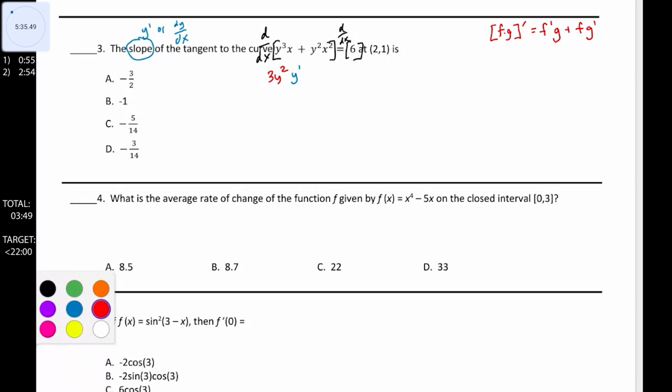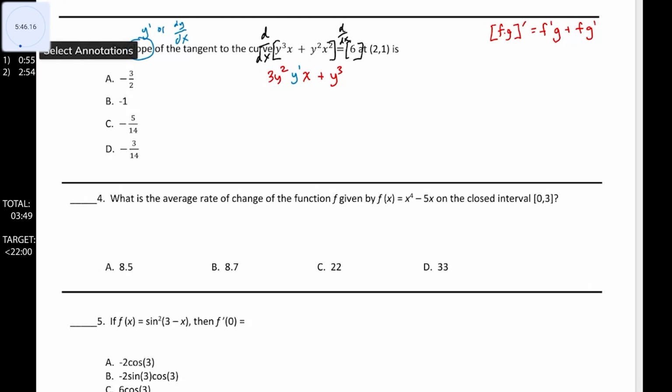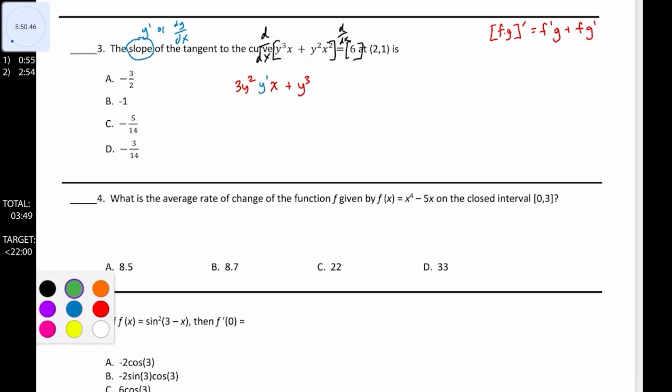But using the product rule, we also need to multiply by that second function, which is just x. And then we have plus f g prime. So plus y cubed times the derivative of x with respect to x, which is just 1. So we just have y cubed times 1. So this expression right here is really just the derivative of this first product.